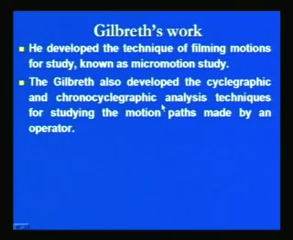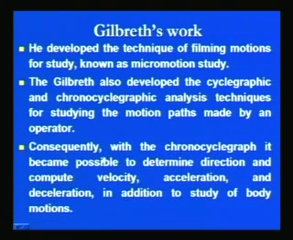And in the chronocycle graph, the light source is interrupted at a particular frequency, so that the speed of the motions or accelerations and decelerations, retardations related with the motion of the body parts can be studied. The chronocycle graphs also help to find out the direction of the movement of the path made by the different body parts. Consequently, with the chronocycle graph, it became possible to determine the direction, compute velocity, acceleration, deceleration, in addition to studying the path of the body parts motions.